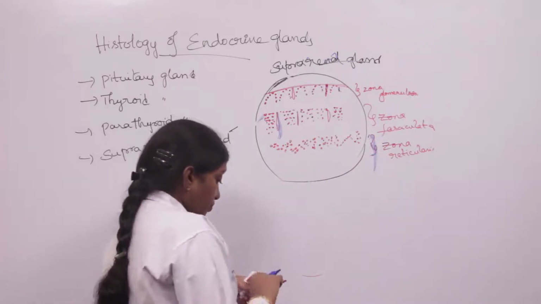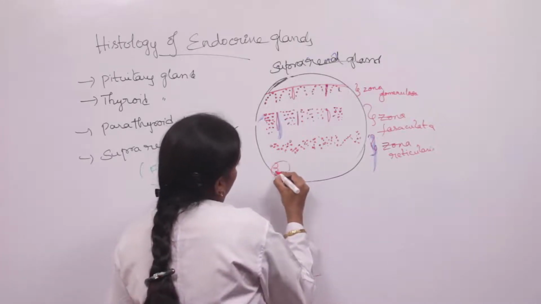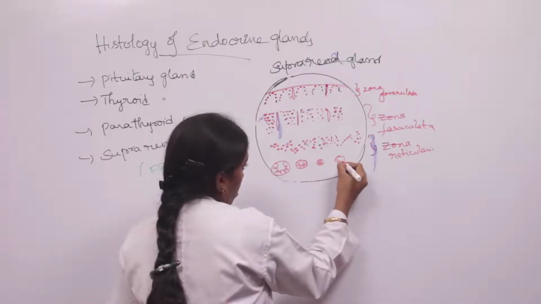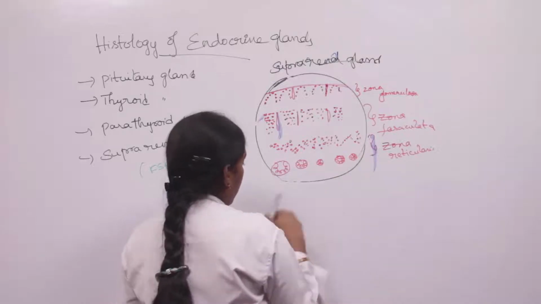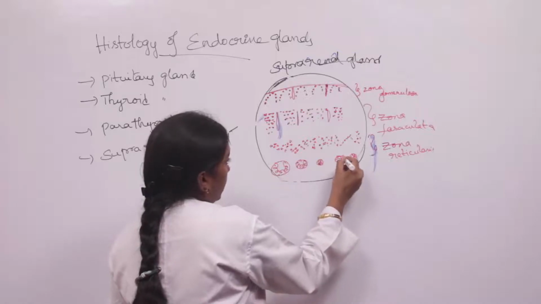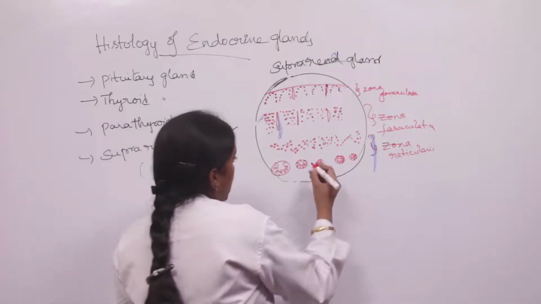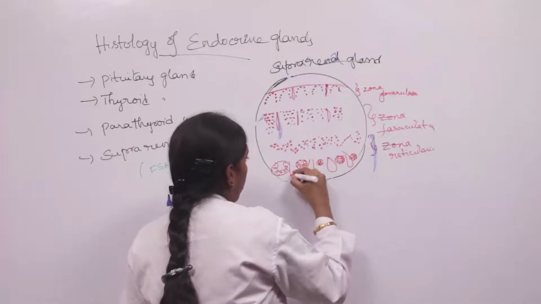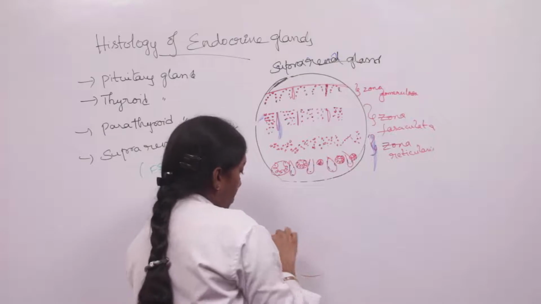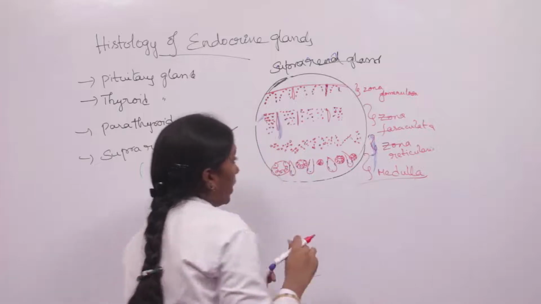And coming to the medulla, the medulla consists of groups of cells. These groups of cells are nothing but the medullary cells, the modified postganglionic sympathetic neurons, separated by wide sinusoids. Okay.